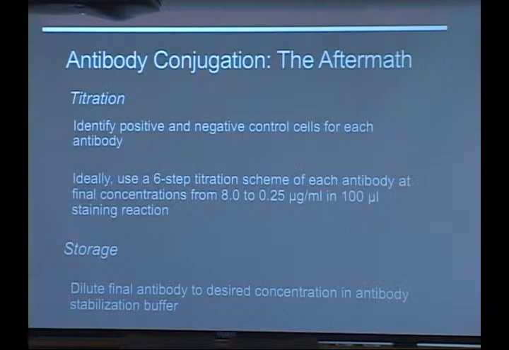And then the next steps will be to titrate and validate your antibody to make sure that it is binding to the target that you're interested in, and I'll show you some examples of how we go about doing that. And then finally, to store your antibody, we prefer to leave it in a stabilization solution with carrier protein and some azide to prevent microbial growth. We just store them at 4 degrees.